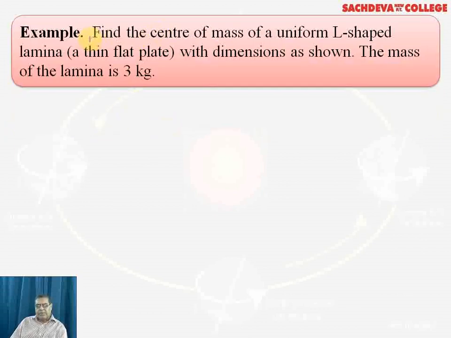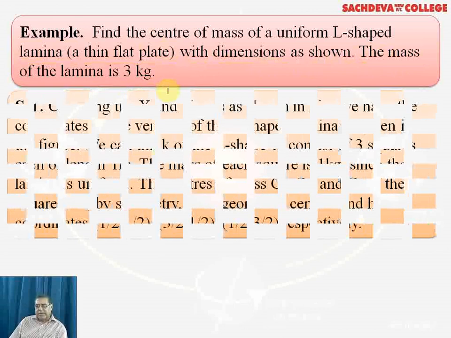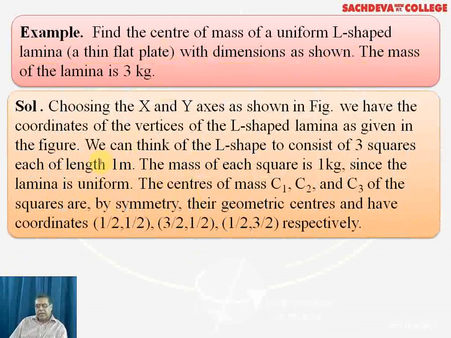Now in another example, find the center of mass of the uniform L-shaped lamina, a thin flat plate with dimensions as shown. The mass of the lamina is 3 kilograms. The whole mass is 3 kilograms. Now we will choose X and Y axes as shown in the figure. We have the coordinates of the vertices of the L-shaped lamina as given in the figure. We can think of the L shape to consist of 3 squares, each of length 1 meter. The mass of each square is 1 kilogram. That is given in the example.